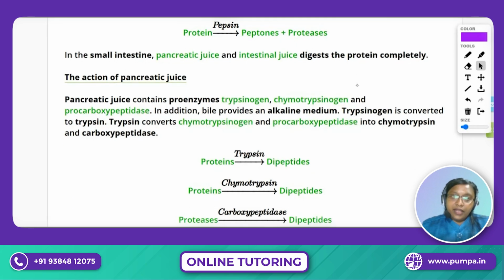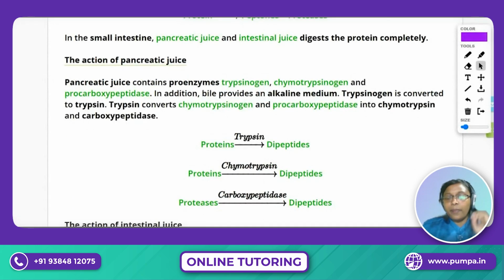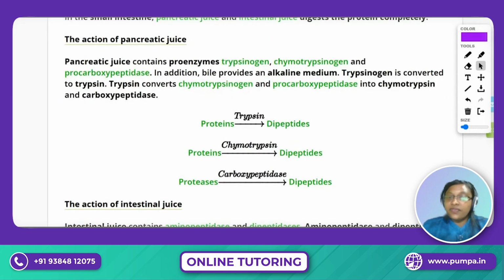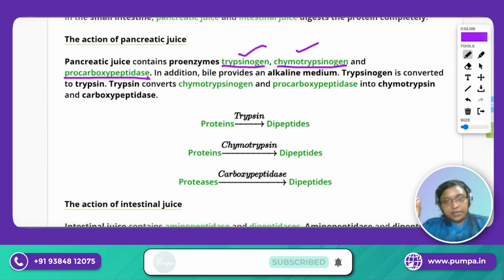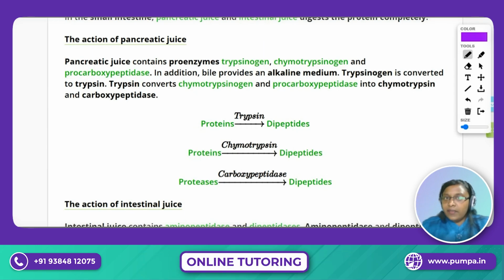Next, you have to learn about the pancreas. The pancreas also secretes three protein digesting enzymes: trypsinogen, chymotrypsinogen, and procarboxypeptidase. Remember the three. If asked to name any two protein digesting enzymes from the pancreas, you can write these two, trypsin and chymotrypsin.